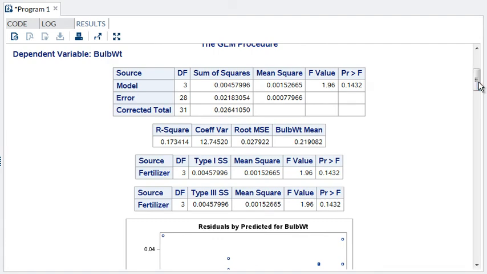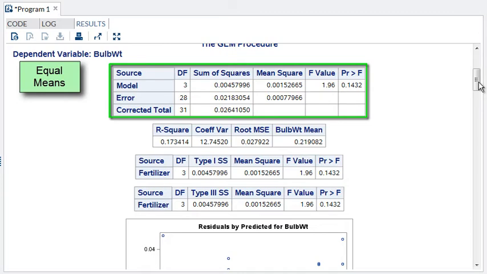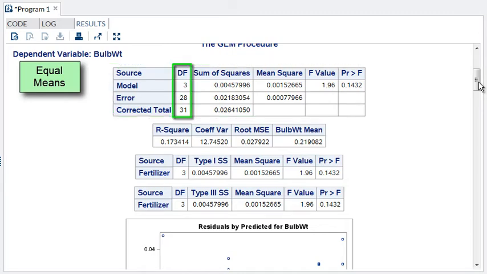This is the ANOVA output from PROC GLM. First, you see the overall ANOVA table. The first column is information about the degrees of freedom. You can think of degrees of freedom as the number of independent pieces of information, or the number of values in the final calculation of a statistic that are free to vary. The next column is information about the sum of squares. The model sum of squares is 0.00458. The error sum of squares is 0.0218, and the total sum of squares is 0.0264.